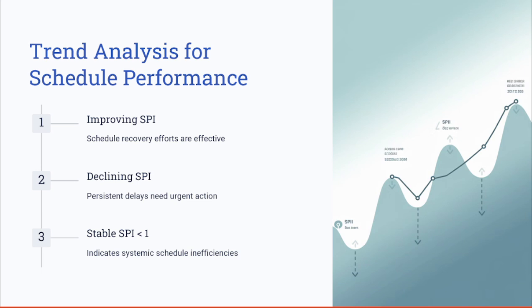A stable SPI, where the SPI is less than 1 or equal to 1, indicates systematic schedule inefficiencies, and then you need to take action. Tracking the SPI trends over time helps the project managers to anticipate future delays. Remember that a constant downward trend requires a deeper investigation into the root causes, such as ineffective resource allocation or underestimated task duration.